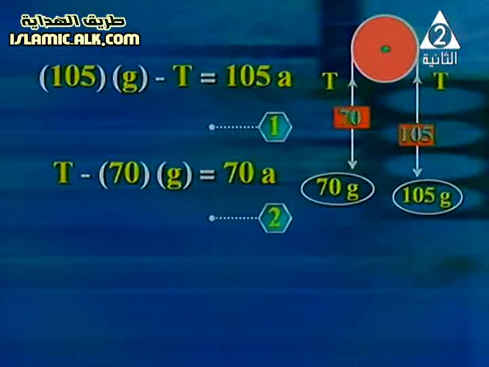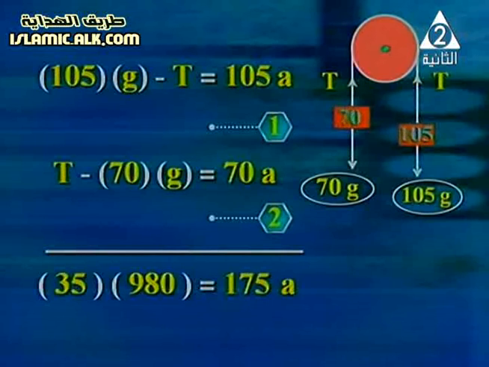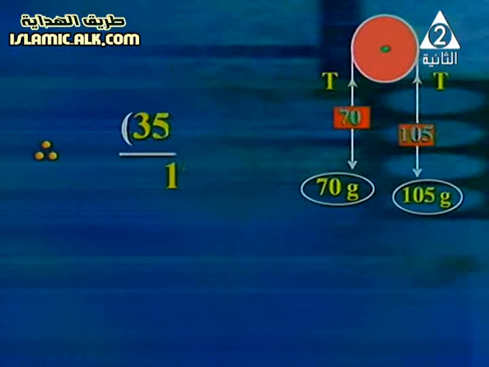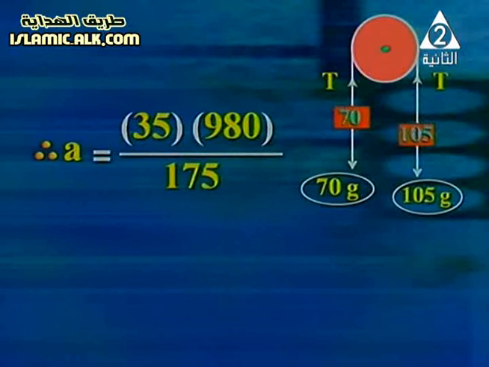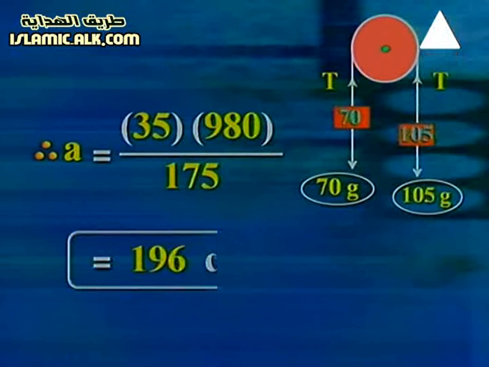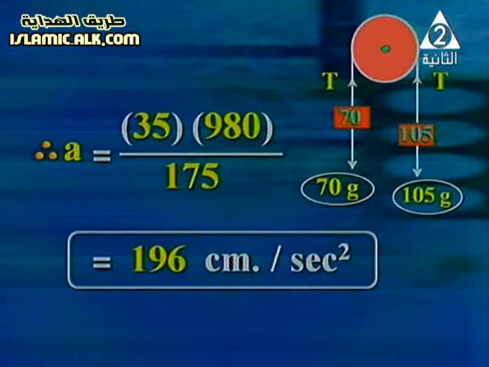By adding the two equations to find the value of acceleration, then 35 times 980 equals 175a. What is the value of a? The value of a equals 35 times 980 over 175. Then the acceleration is 196 centimeters per second squared.